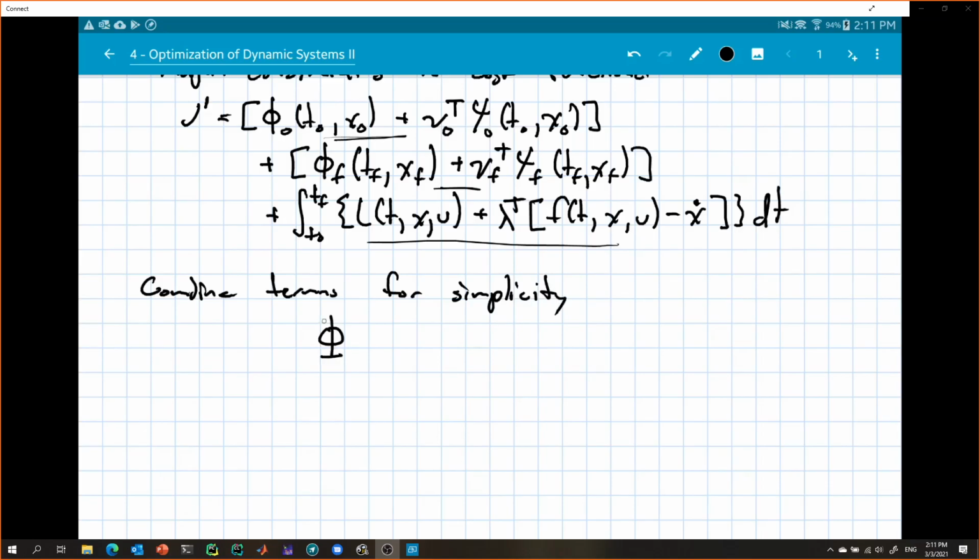So here's a capital phi. I might forget the upper and lower bars on that. But this is basically the adjoined path cost. So we have a lowercase phi, and nu naught. And likewise for the terminal cost and constraints.